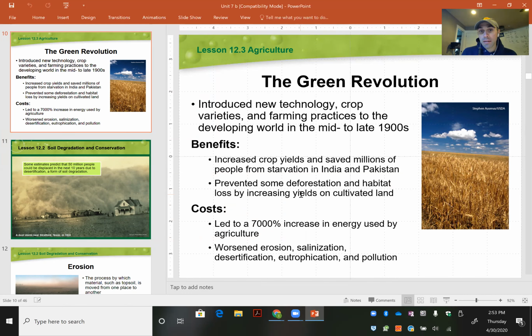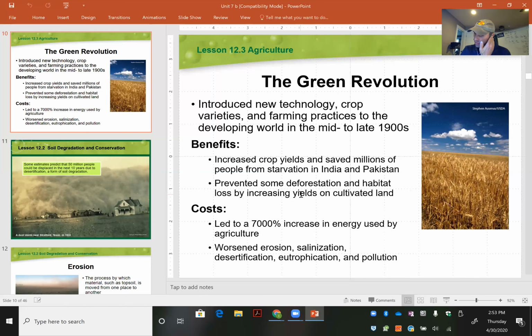Now, the cons, on the other hand. With all of this machinery, we led to a 7,000% increase in energy usage, which means more fossil fuels, which means more pollution. We also went to desertification because we're constantly farming on the land, which means we're not giving it a chance to rebound, right? To revitalize, to get those nutrients back in. Increased pollution and increased salinization too. And salinization, remember, is the increased amount of salt in soil. All right, let's move on.